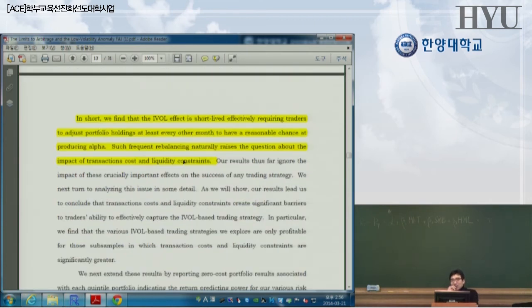In short, we find that the IBOR effect is short-lived, effectively requiring traders to adjust portfolio holdings at least every other month to have a reasonable chance at producing alpha. Such frequent rebalancing naturally raises the question about the impact of transaction cost and liquidity constraints, right? Because we have to rebalance every month. It worries. We have to question the impact of transaction cost and liquidity constraint. Now we have 4 measures, right? Now it is time to kick in those 4 measures of liquidity in this analysis.